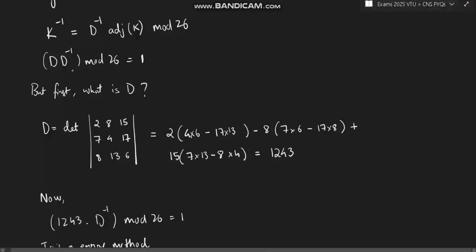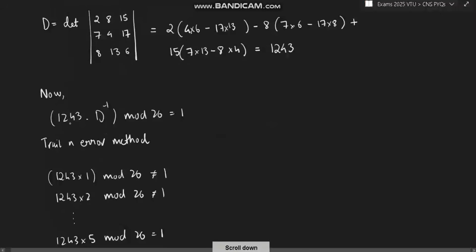Okay, means previous to this, what is the formula? D inverse mod 26 is equal to 1. So we'll be writing here D into D inverse mod 26 is equal to 1.